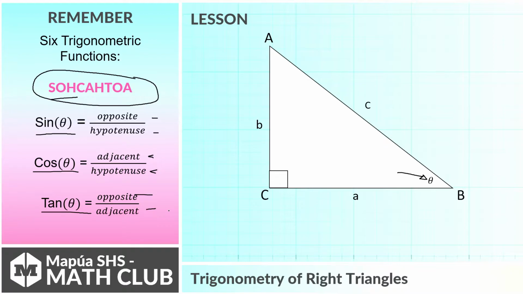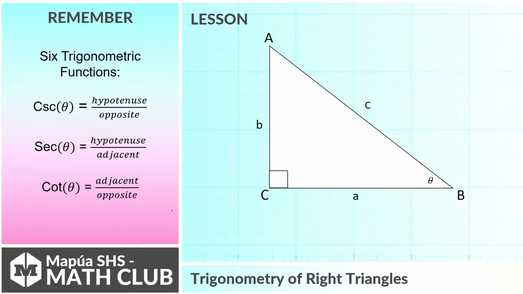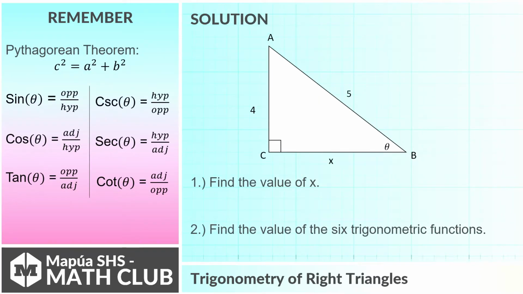The next following trigonometric functions are just the reciprocal of SOHCAHTOA, where cosecant theta equals hypotenuse over the opposite, secant theta equals hypotenuse divided by adjacent, and lastly, cotangent theta equals adjacent divided by the opposite. Now that we've identified the parts and formulas that we need, let us solve the problem earlier.